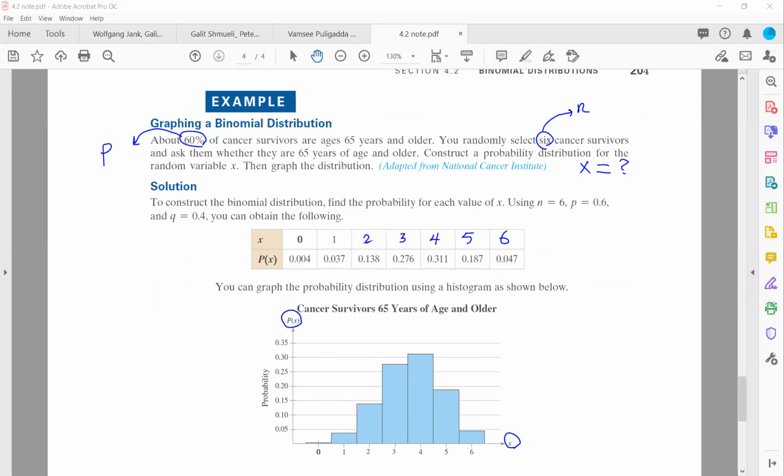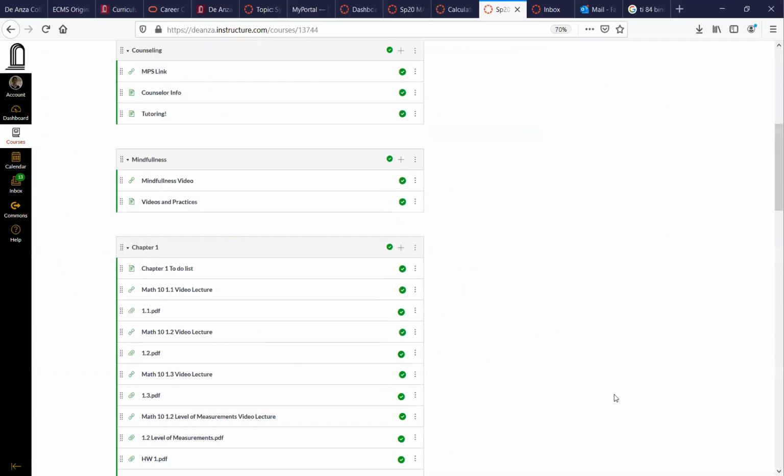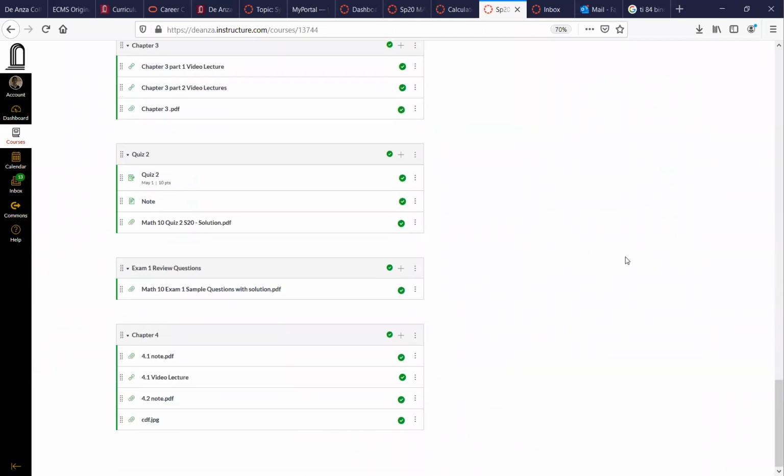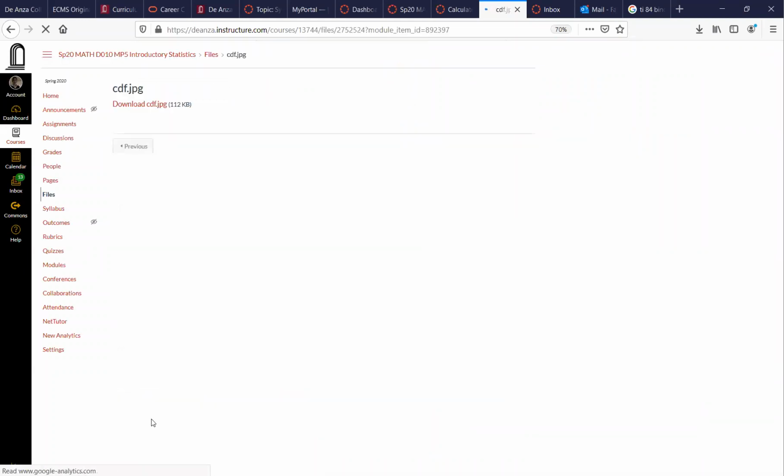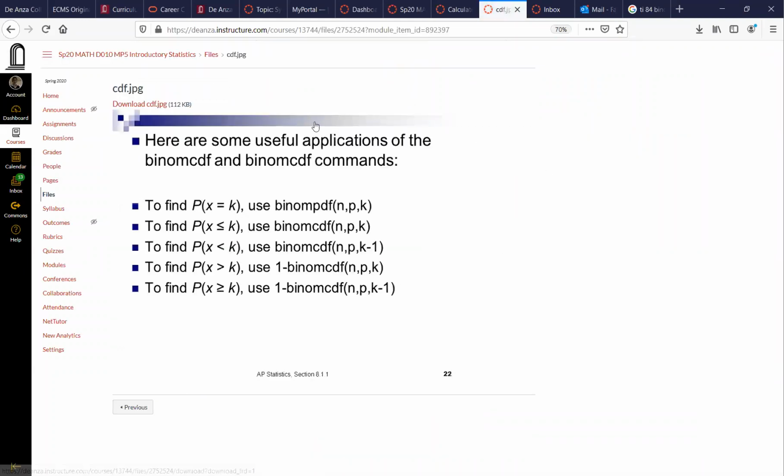Sure, definitely. And one last thing, if you go to your Canvas, I posted a picture here for CDF. So we talked about PDF. PDF was pretty easy to work with. Now CDF, so perfect. When it comes to binomial distribution, if the question says, find the probability of exactly, you use the PDF function.